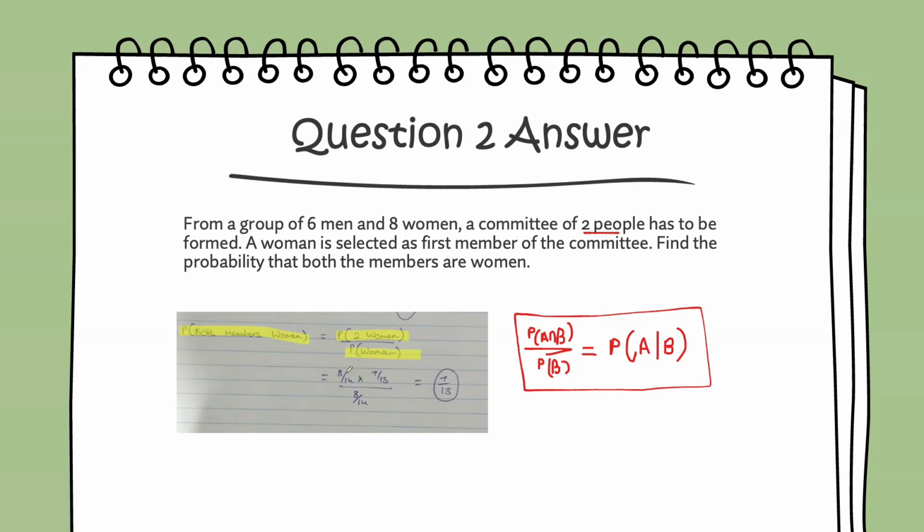So there's 14 people first. You select one of them, and there are 8 women. And then once you've selected that first woman, there's 7 of them left out of a total of 13. So we times it by 7 over 13. Over the probability of getting a woman, again, that's just 8 over 14. Put that in your calculator, and you get that final answer of 7 over 13.